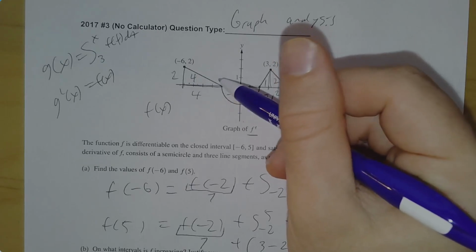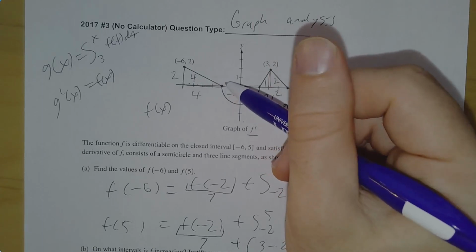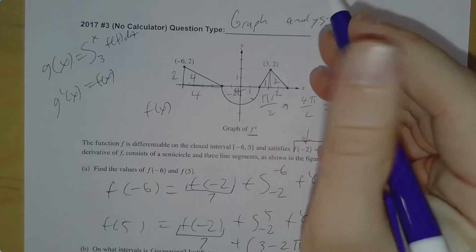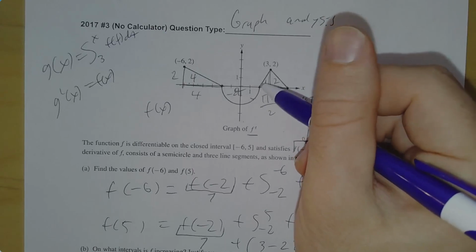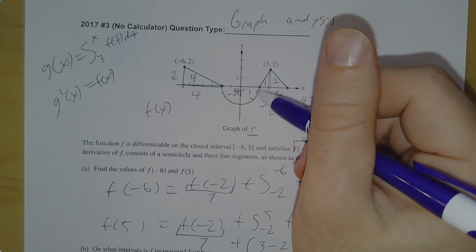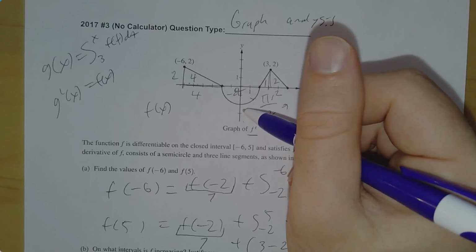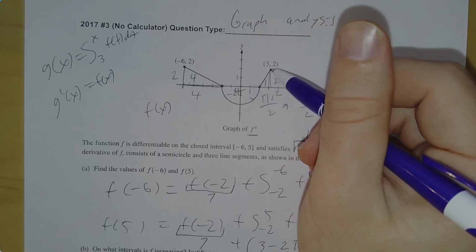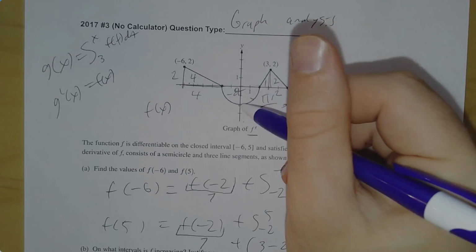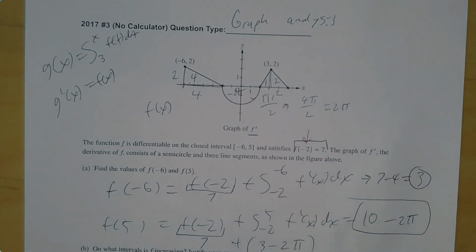F has a relative maximum at -2 because f prime is 0 and changing from positive to negative. F has a relative minimum at x equals 2 because f prime is 0 and changing from negative to positive. F has an inflection point at 0 and at 3 because f prime has a relative min and relative max at those points. So what I just did there is I was basically going through the function analysis chart in my head.